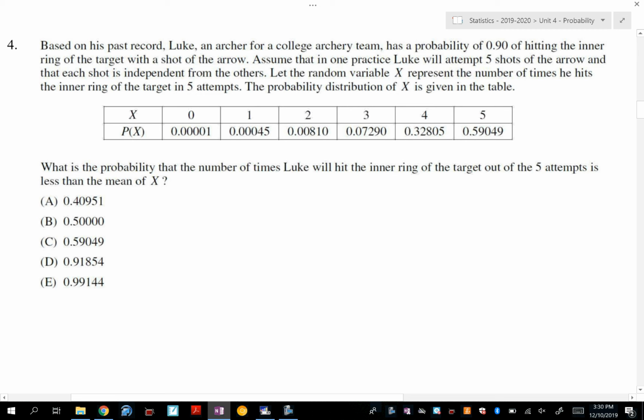What is the probability that the number of times that Luke hits the inner ring of the target out of the 5 attempts is less than the mean of this random variable? Well, the first thing I see when I read that question is it wants to know the mean of this random variable. In order to do this problem, I need that. So that's the same thing as the expected value, and hopefully by now you know what to do. You take all of the possible number of attempts, 0 through 5, and you multiply them by their respective probabilities. You add those together. Now you can use the yellow calculator. Remember list 1. You could put 0, 1, 2, 3, 4, 5.